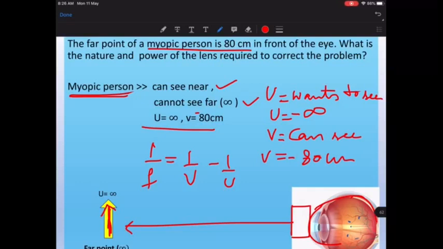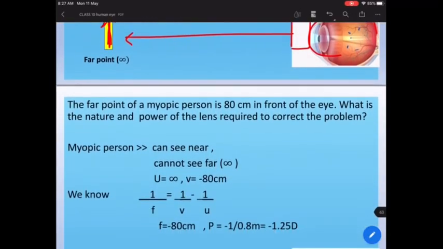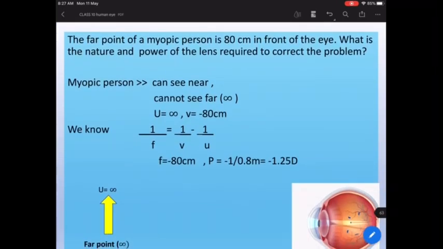Next, what I've done is I've already solved it for you. Look at this. Here 1 by f is equal to 1 by v minus 1 upon u. So your f is minus 80, and your power will become minus 1.25 D. So your power is minus 1.25 D.